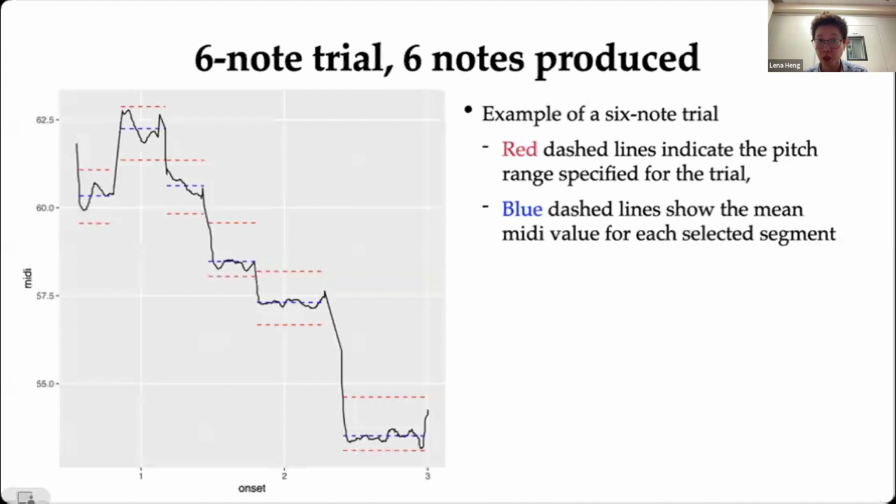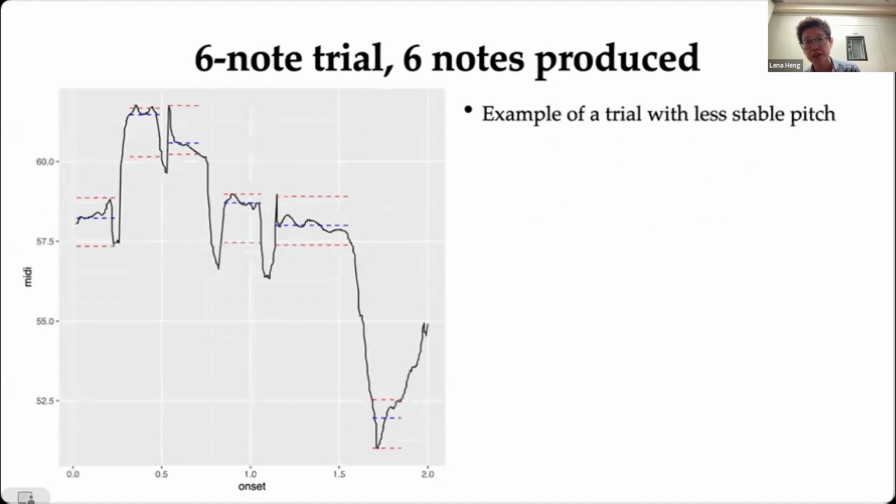So here is an example of a well-produced 6-note trial and the segments that are selected. Da da da da da da. So there are clearly 6 notes, and Model 5 accurately selected the 6 segments. Here's an example of a trial with a less stable pitch. Do do do do do do. Model 5 accurately selected them too.